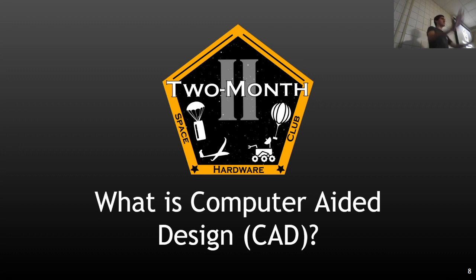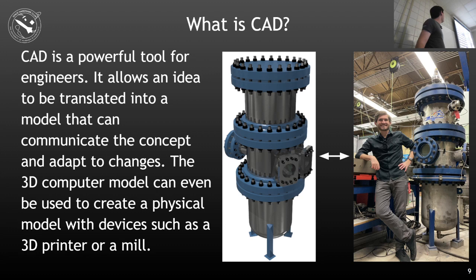So what is computer-aided design, or CAD? Basically, CAD is a very powerful tool that you can use to turn some concept in your head into a model that you can pull up on a computer and send to anybody. Those people, or even yourself, can then use those models to turn them into real physical objects, whether you put them into a CNC, 3D printer, laser cutter, something like that.